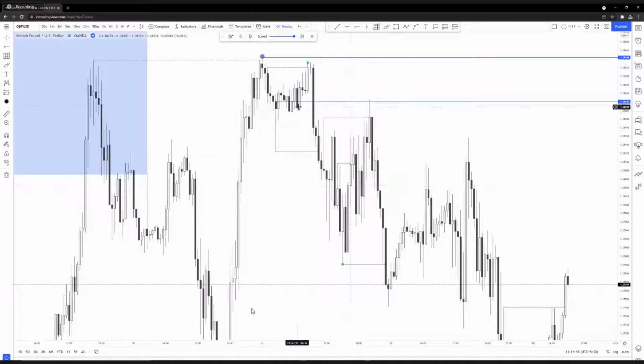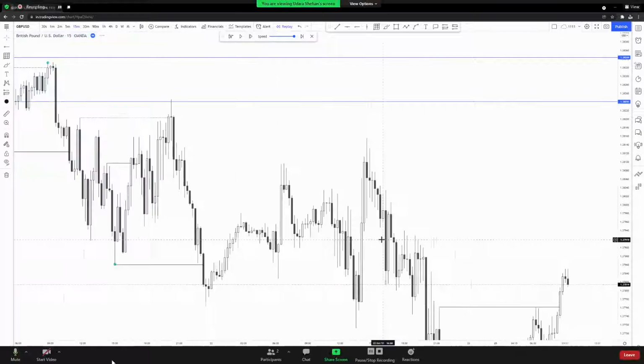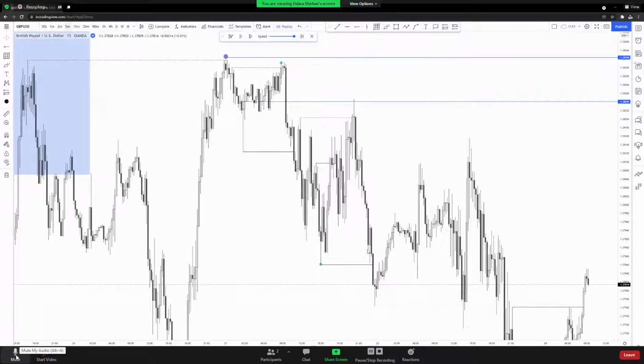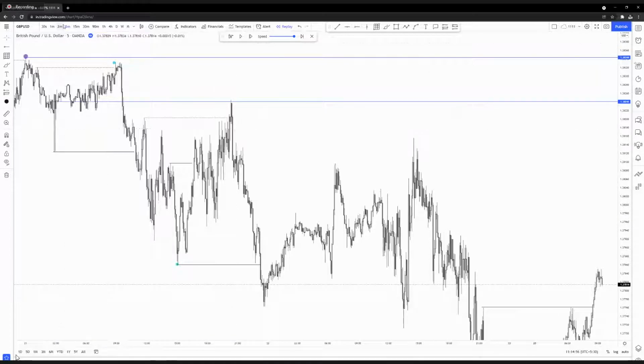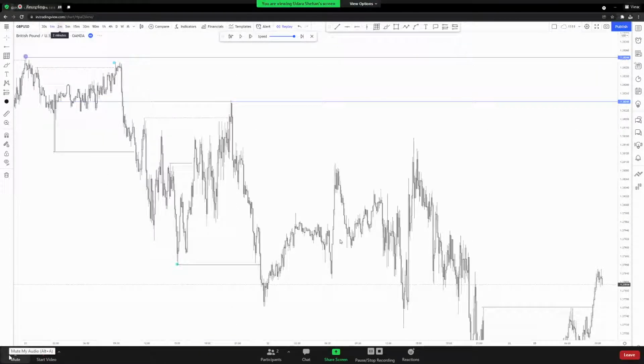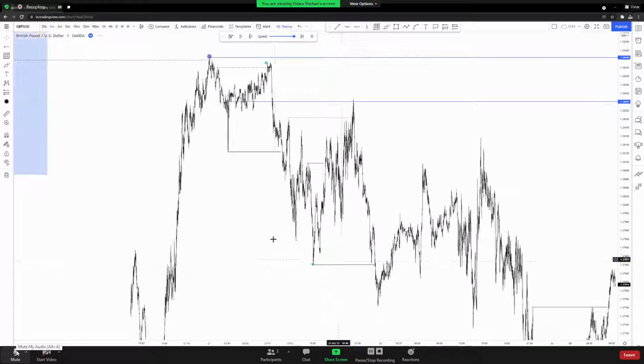What is there on a lower time frame? Nothing. See that? But if you go to the higher time frame, everything makes sense. That's why I always ask you to stick to the higher time frames. Okay, stick to the higher time frames.